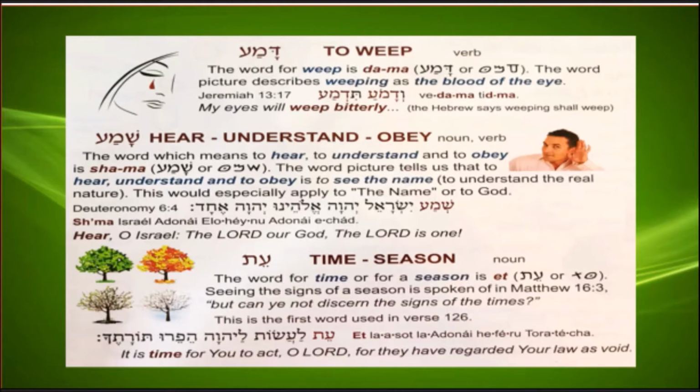Also the word time or season. The word for time or for season is et. Seeing the signs of the seasons is spoken in Matthew chapter 16, verse 3. And in the morning it would be foul weather today, for the sky is red and lowering. O ye hypocrites, you can discern the face of the sky, but you cannot discern the signs of the times. To discern the signs of the times or the seasons. Okay, now this is the first word that's used in verse 126 in Psalms chapter 119. It means to the time or the season. Et.